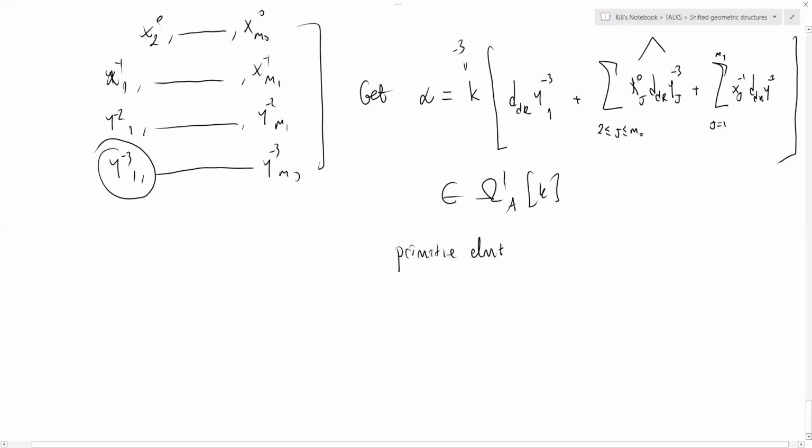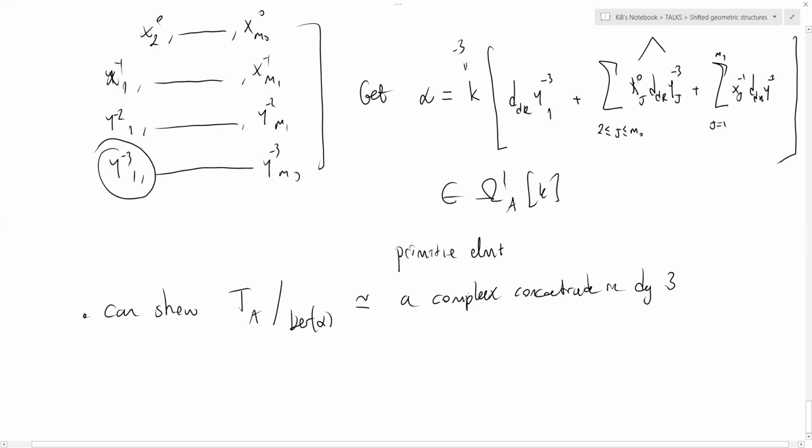For instance, you can show that if you consider this quotient, this turns out to be some kind of a complex concentrated in degree minus k, and actually generated by, as you may guess, this one. So this is a vector field of degree 3.